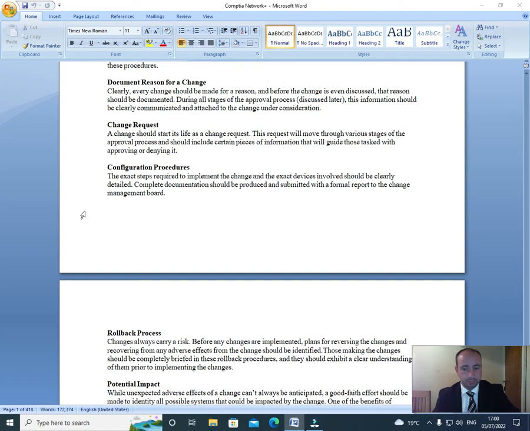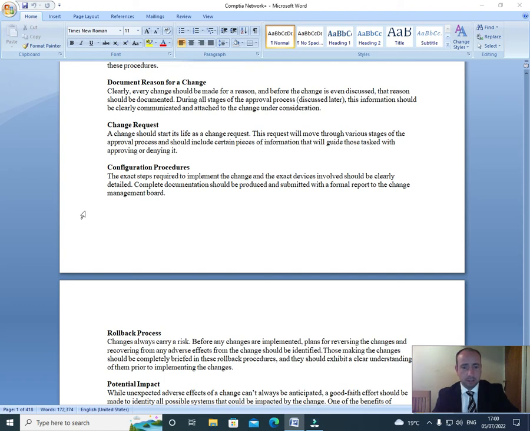Change request. A change should start its life as a change request. This request will follow through various stages of the approval process and should include certain pieces of information that will guide those tasks with approving or denying it.